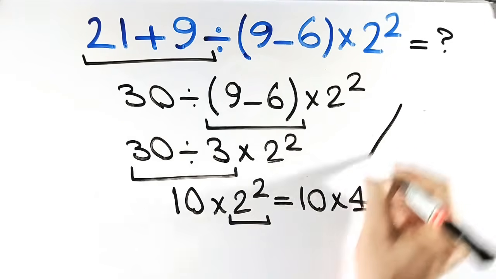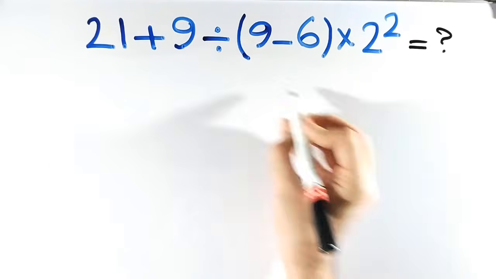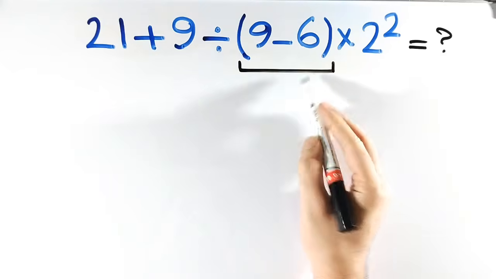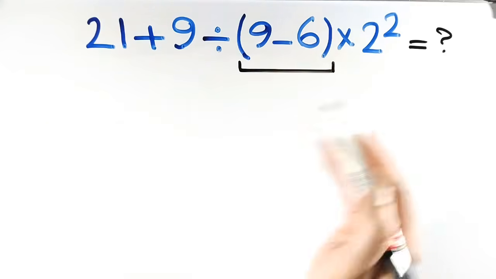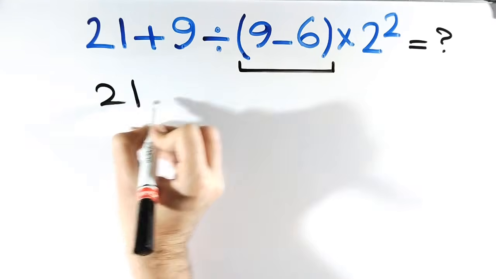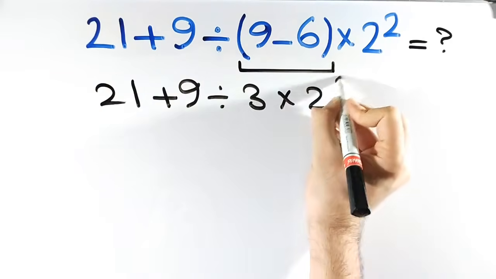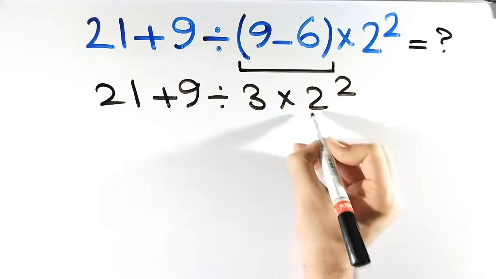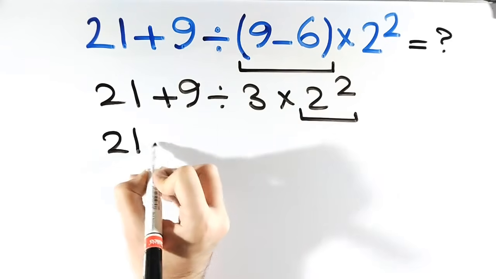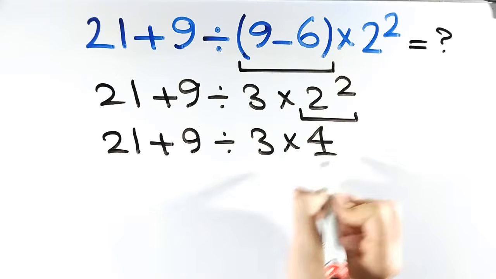However, this answer is absolutely wrong. Also, some other people when solving this question first go for the expression inside the parentheses because they believe parentheses have a higher priority than the other operations. So, instead of this expression, they write 21 + 9 ÷ 3 × 2². In the next step, they go for the exponent, and instead they write 21 + 9 ÷ 3 × 4.